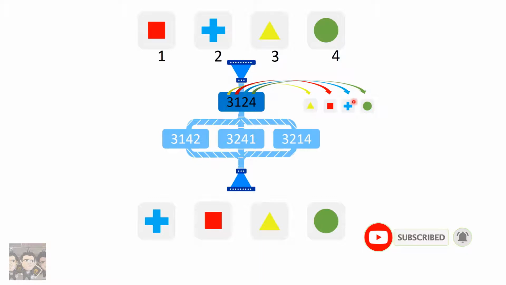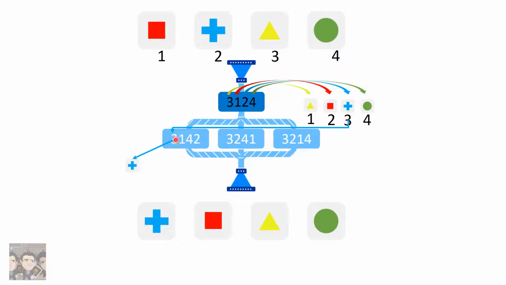Now let's individually apply each of these operators to this input. Now it's calling number 3, so you need to forget about this one. Number 3 means the third element of this input.